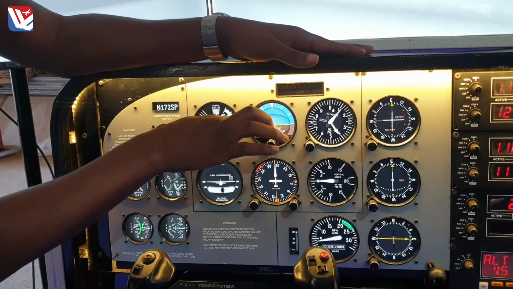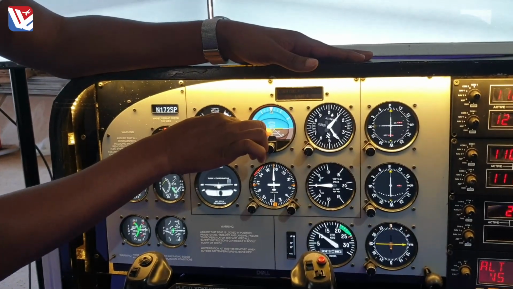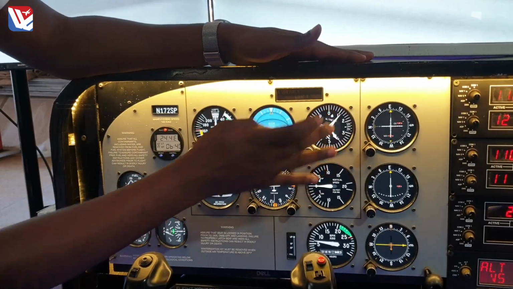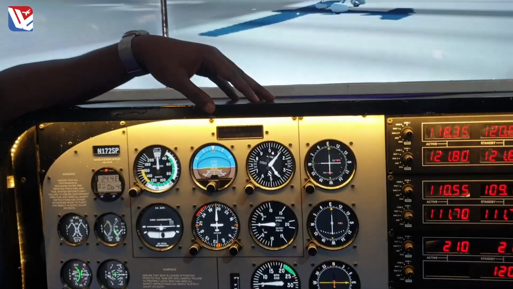So there are certain levels that we maintain. When they tell you to maintain level 20, you put the aircraft to this level. Like that. So this is the altimeter. The altimeter shows the height of the aircraft from the ground.